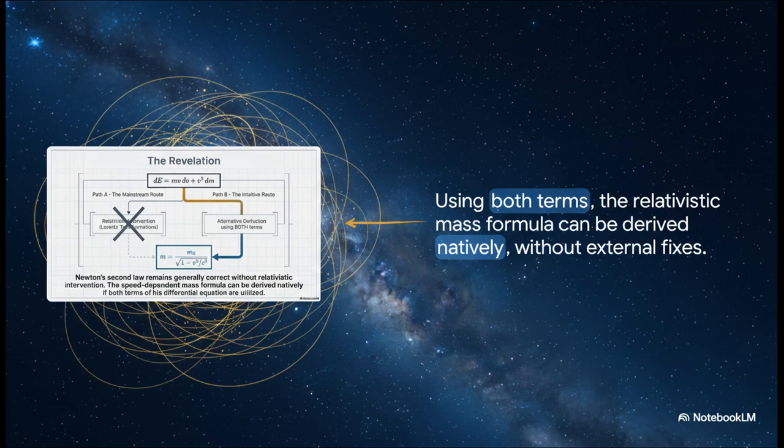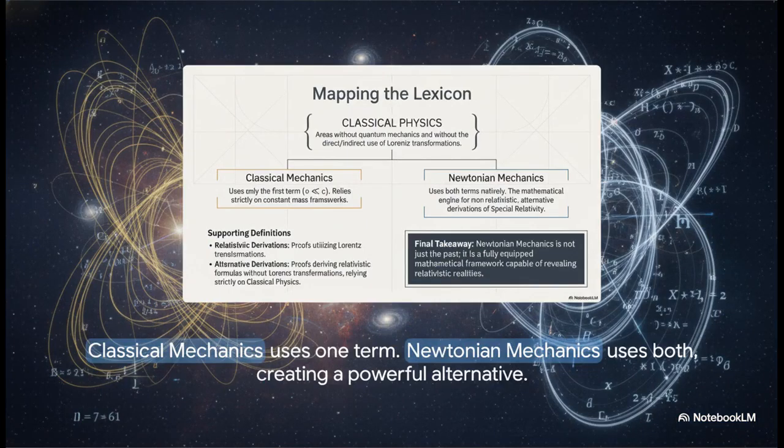So really the key takeaway is all about language. The authors make a very clear distinction. Classical mechanics is the version that only uses that first term, but Newtonian mechanics is the more powerful system that uses both terms. When you look at it that way, Newton's work isn't just a historical footnote. It's a complete mathematical engine that's powerful enough to derive relativistic ideas all on its own.